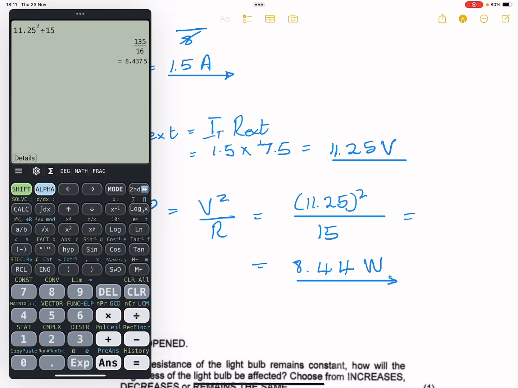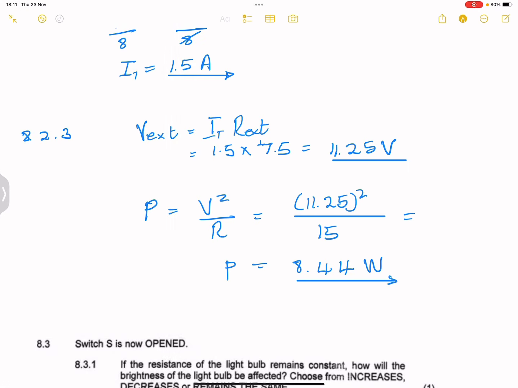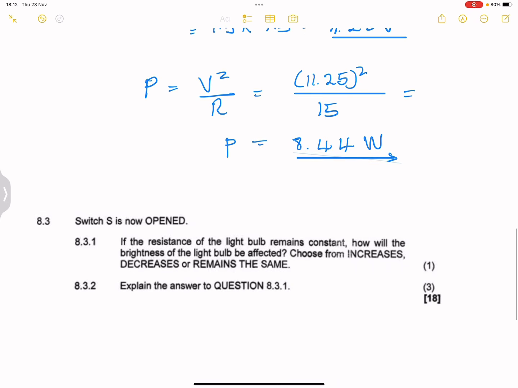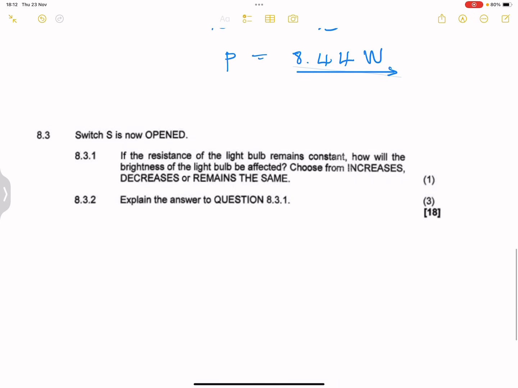Okay, please remember power is measured in watts. And guys, you don't want to drop unnecessary marks on SI units. So please make it a point that you get those correct. All right, let's go to the last point.